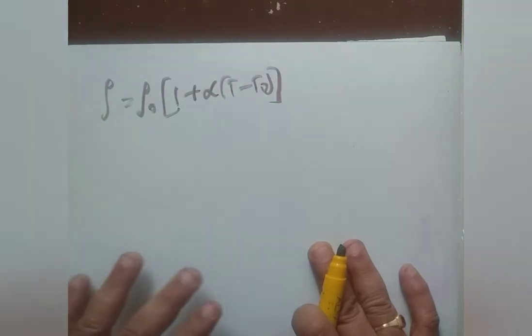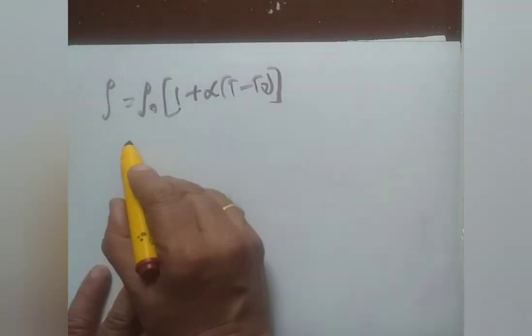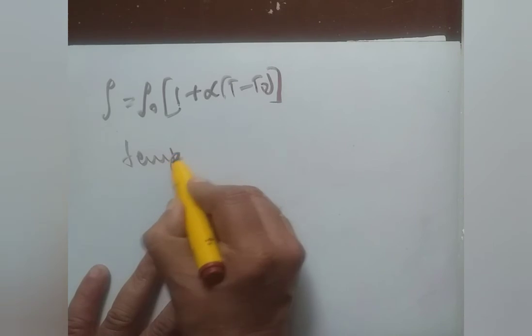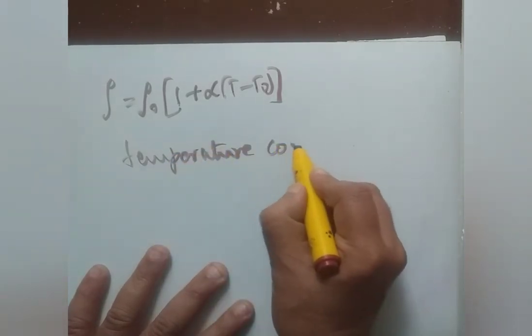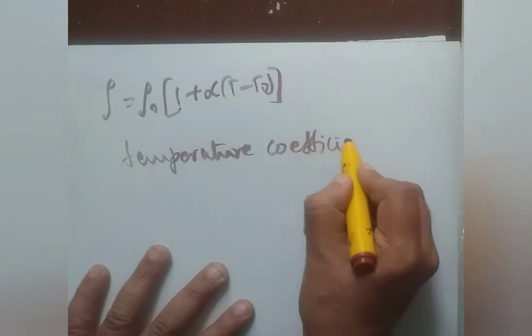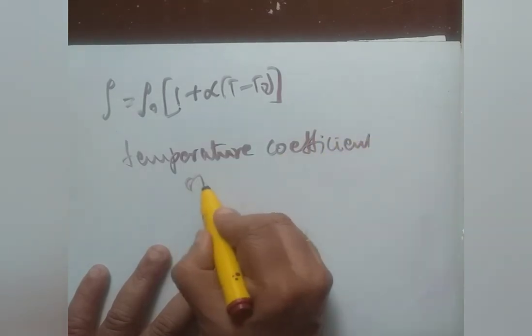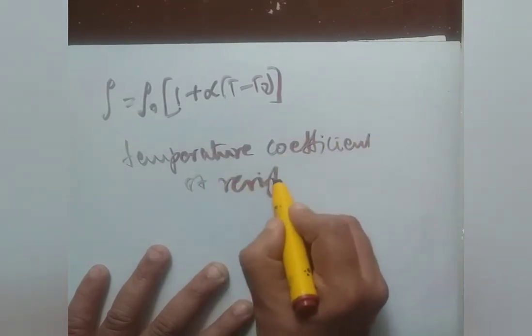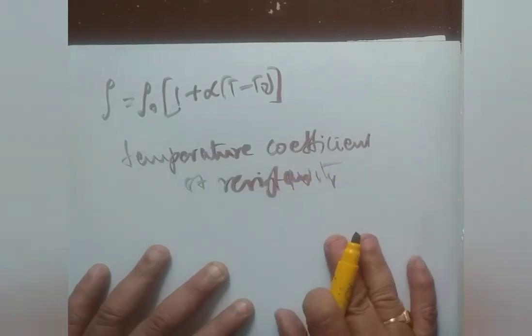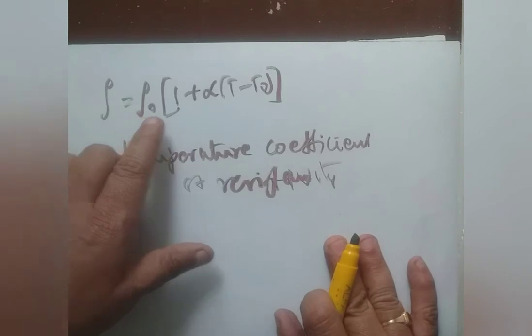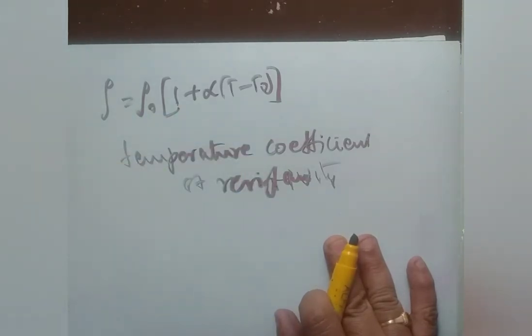Alpha is called the temperature coefficient of resistivity. Sometimes it is also called the temperature coefficient of resistance. Rho naught is resistivity at T naught temperature. So this is the expression for resistivity and its dependence on the temperature.